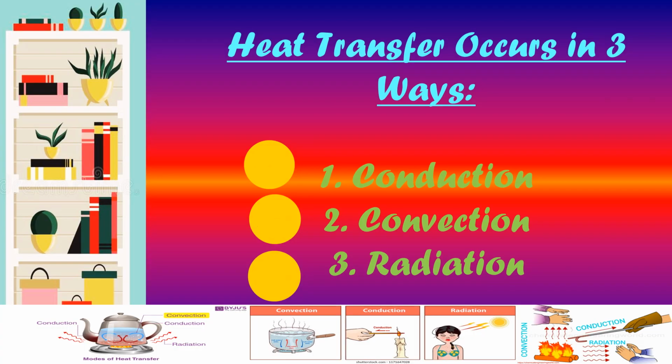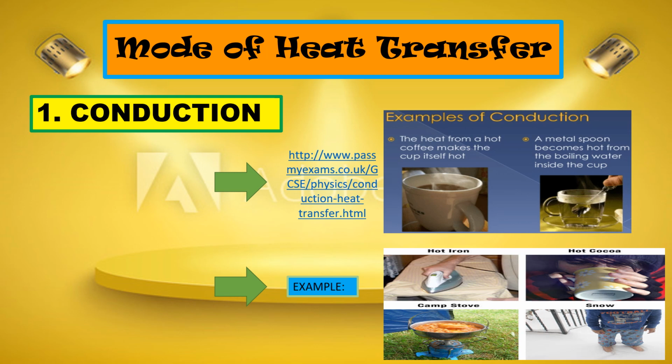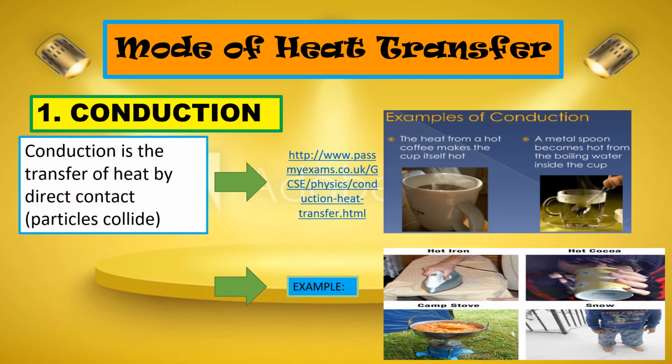There are 3 ways on how heat is transferred: by conduction, by convection, or by radiation. Let's talk about them one by one. Conduction is the transfer of heat by direct contact. If two objects are in direct contact with one another, conduction happens, in a process wherein particles collide with other particles.